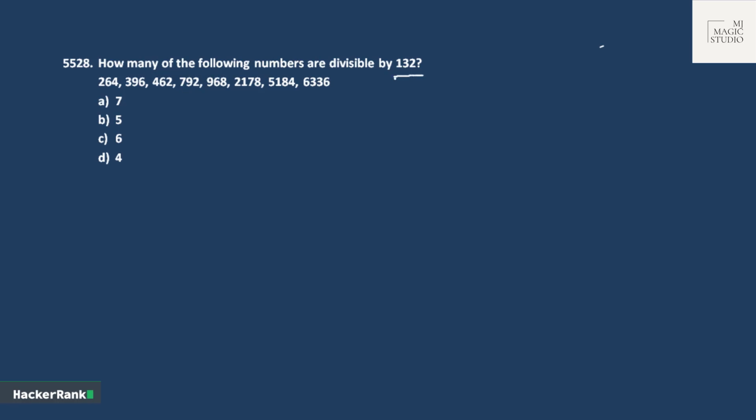How many of the following numbers are divisible by 132? And mind you, we don't have calculators. Now 132, if I can see, is divisible by 11. Yes, 11 times 12. So it is 11, 4 and 3 what we have. So if a number is divisible by 11, 4 and 3, we can say that number is divisible by 132. 264, straight away we can see that it is 132 into 2. So this is divisible. 396, 132 into 3 will give 396. I am not going to check for these.